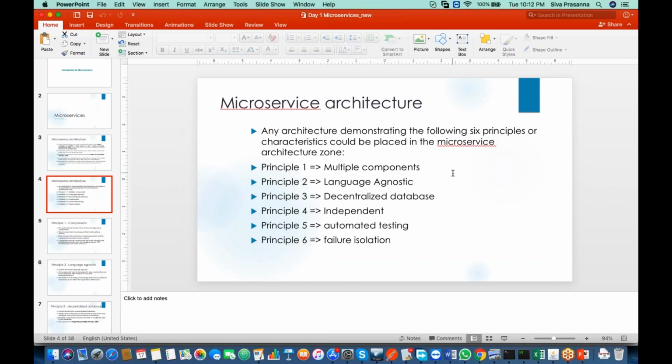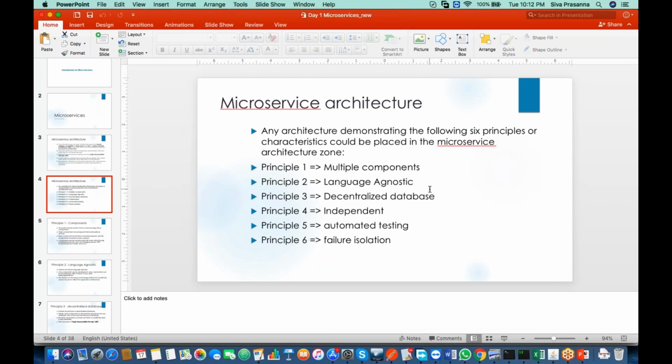You will only get this by experience, because there is no perfect right way or wrong way. As you learn more design and architect more applications, you will learn how to design right. Anyway, we need multiple components to have this particular thing. Each of these principles is further explained in the next slides. Like language agnostic, we know that the services are supposed to be language agnostic.